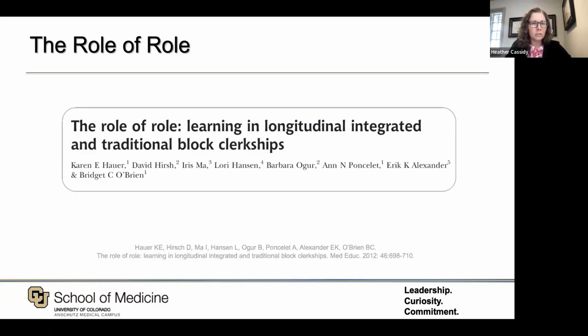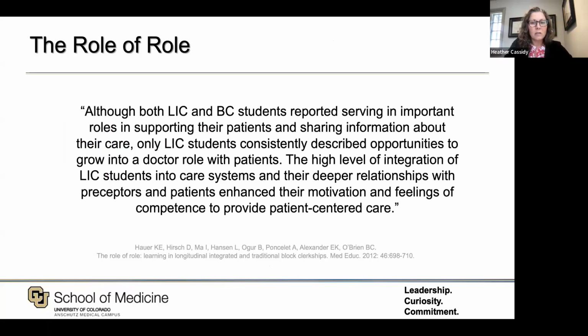So as the students are increasingly having continuity with their preceptors and with their patients, we know that they get activated into a more active role as a clinician in those settings. So this is a key paper that came out of David Hirsch, who drives a lot of the LIC literature, called The Role of Role Learning in Longitudinal Integrated and Traditional Block Clerkships. And this is one of the key quotes here.